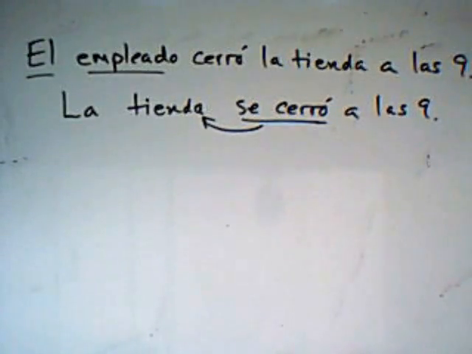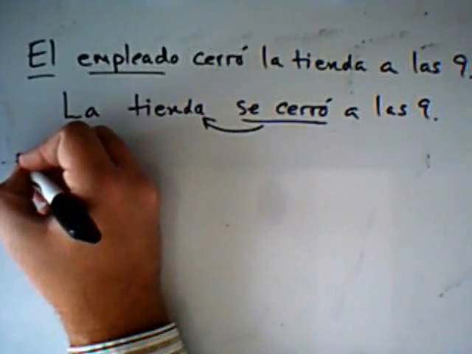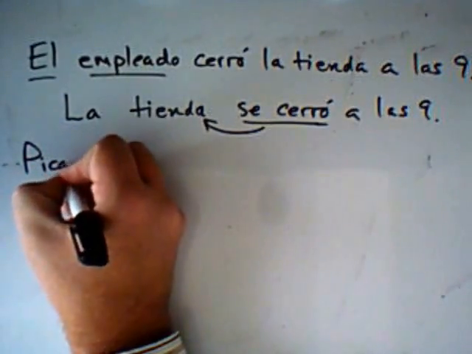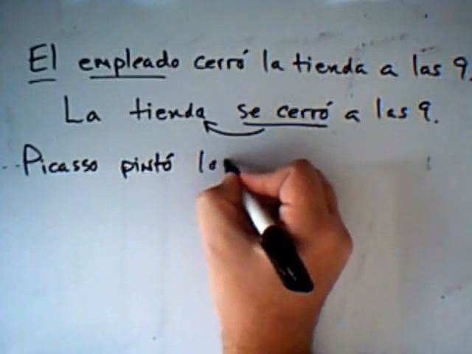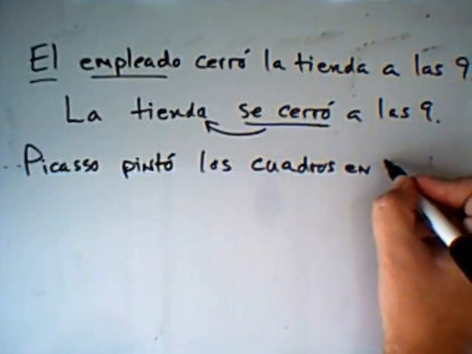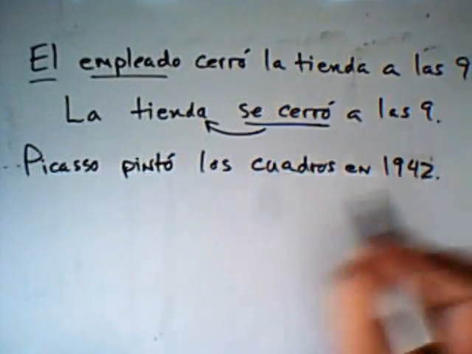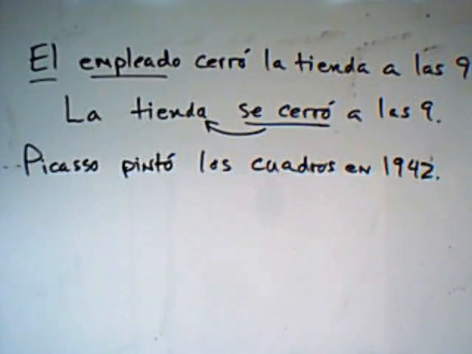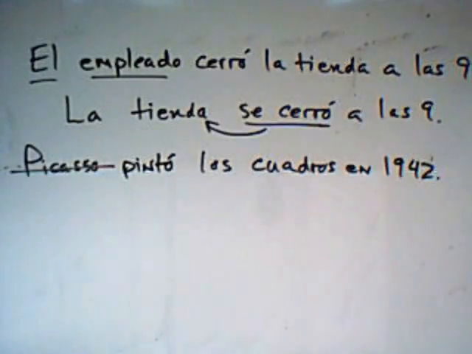Okay, we could have something like, I don't know, Picasso pintó, he painted los cuadros en 1942. Okay, Picasso pintó los cuadros en 1942. He painted the paintings. Now, for some reason, we wanted to just focus on the paintings being painted. We could take out our agent.